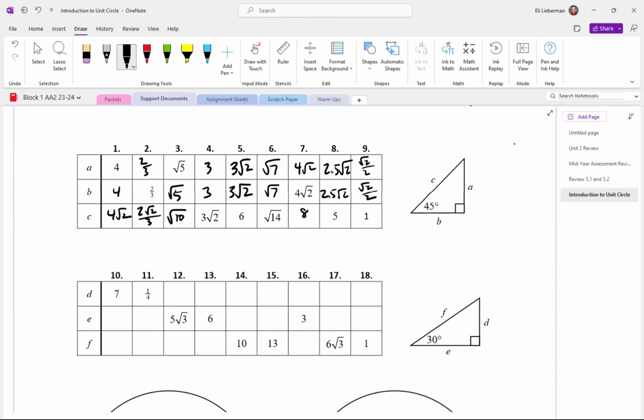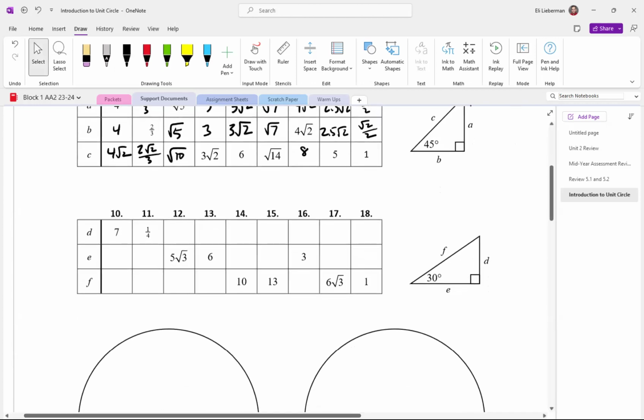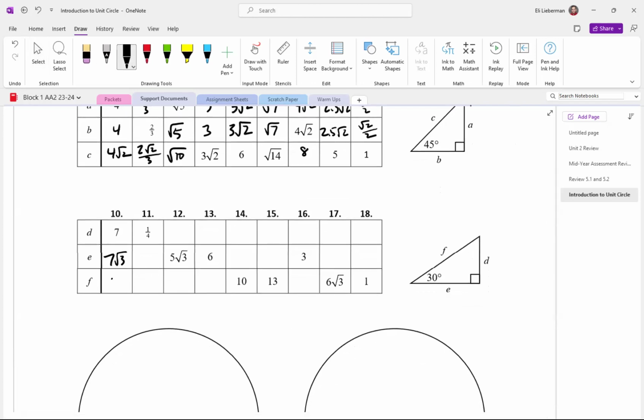Are we good with these? Are they all correct? Of course, 2.5 root 2 could also be written as 5 root 2 over 2. Cool. Let's move on to the next set. Number 10, Chloe. Thank you. Lily, number 11, please.